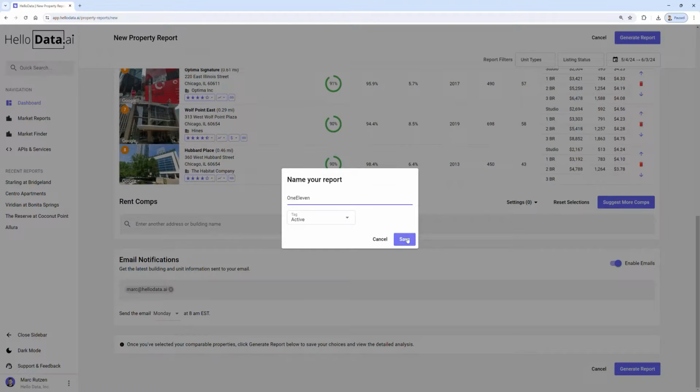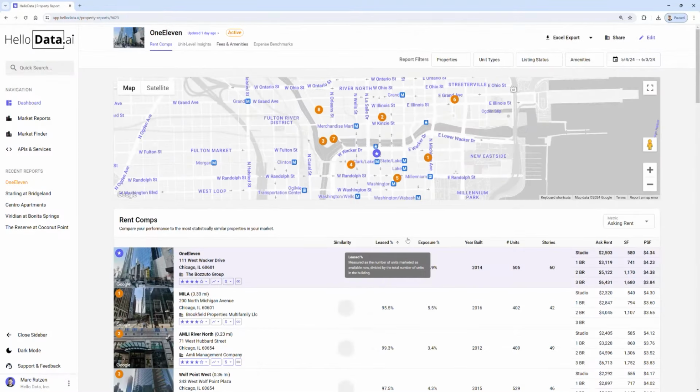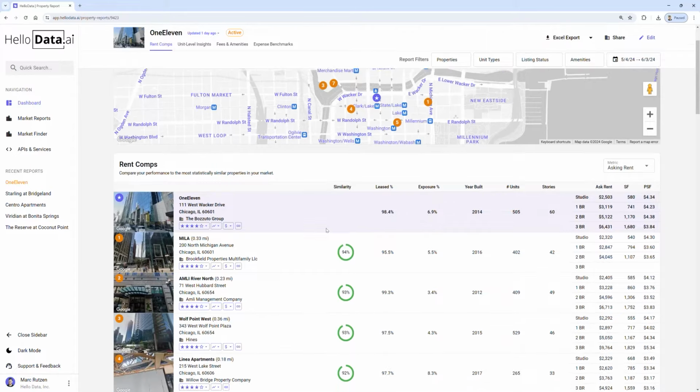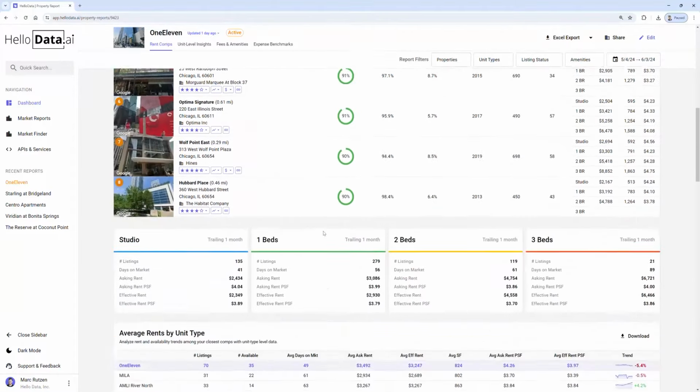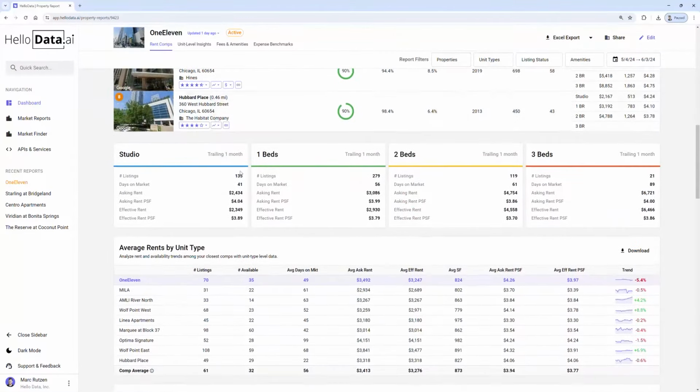So when I click and generate the report, now it's going to get a lot more detailed as I scroll down the page here. So the first tab, I'm on this rent comps tab. Now there are 4 tabs. You've got rent comps, unit level insights, fees and amenities, and expense benchmarks. I'll cover each. But at the top, you also have report filters.